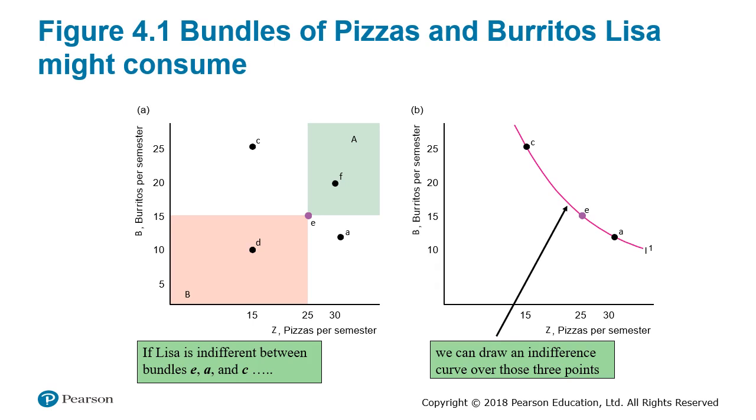So curve I1 is our first indifference curve, and it tells us that Lisa regards bundle C, which looks like 25 burritos and 15 pizzas, as being exactly the same in terms of her preferences and how desirable she finds the bundle as bundle E and as bundle A. She would be indifferent amongst those three. She wouldn't really care which one you gave her. She regards them all as being equivalent.